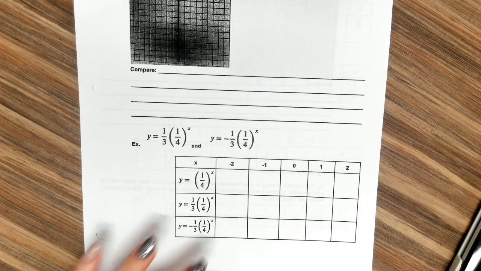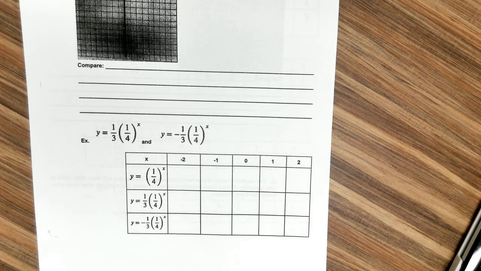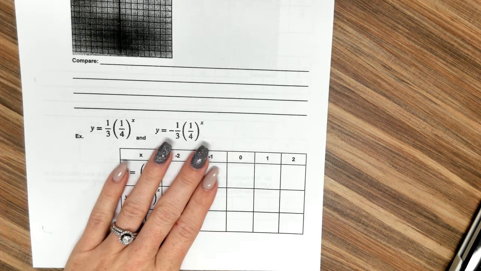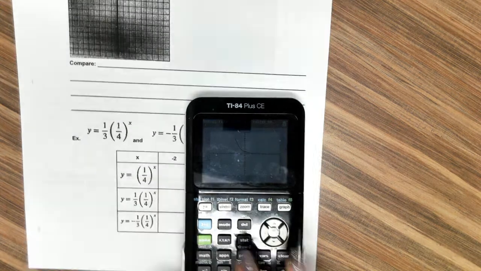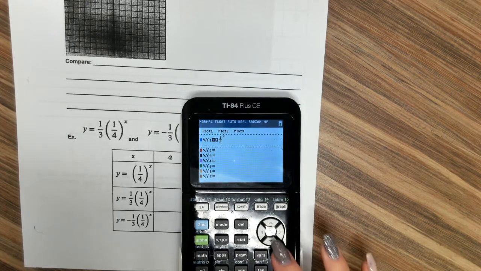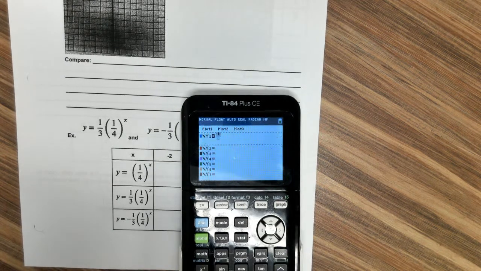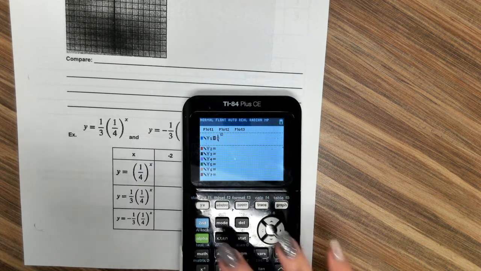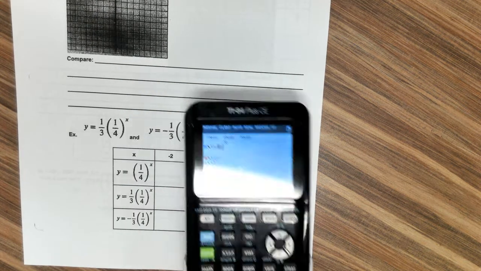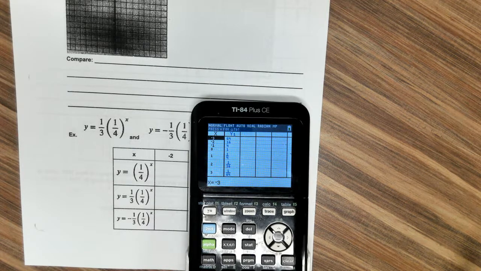Okay, so on these, if I want to compare exponential functions, what's the first thing I need to do? Fill out my table, right? All right, so here we go. Y equals... and I'm going to put in 1/4 to the x power. And I'm going to go to second table.